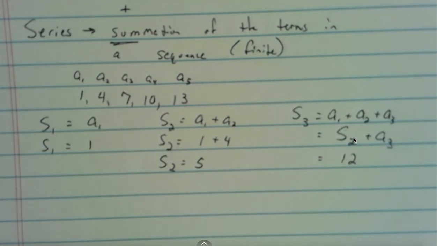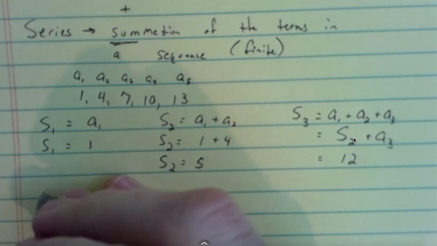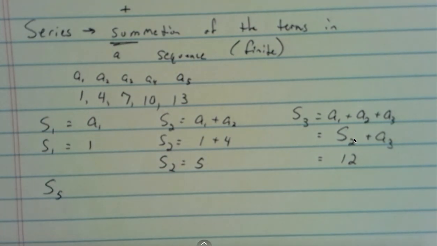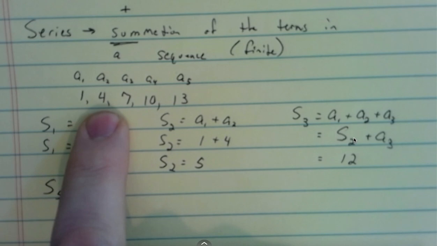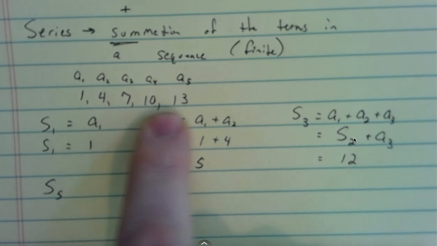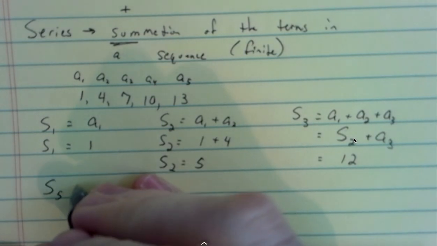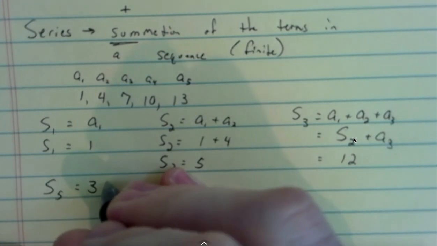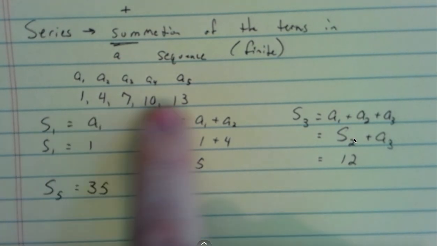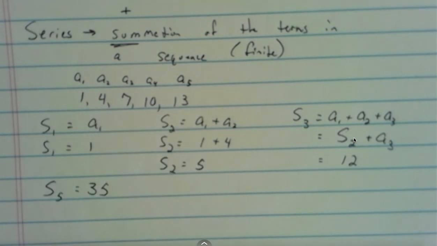And we can keep doing this. We can actually figure out what S5 is here, right? So S5 is just if I were to add all of them together. So I've got 1 plus 4 is 5, plus 7 is 12, plus 10 is 22, plus 13 is 35. So S5 is 35. Now here, this is pretty good because this is a pretty small series, and I want to add them together. It's just 5 numbers. It's a piece of cake.